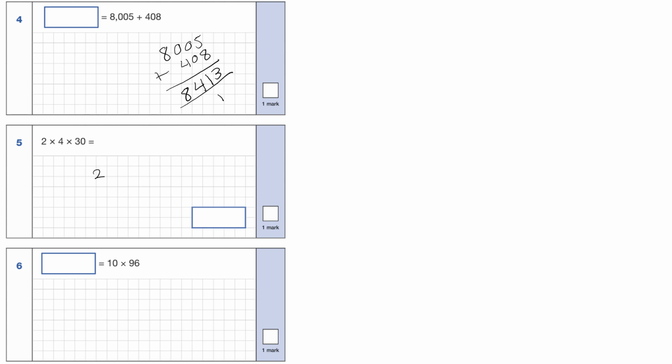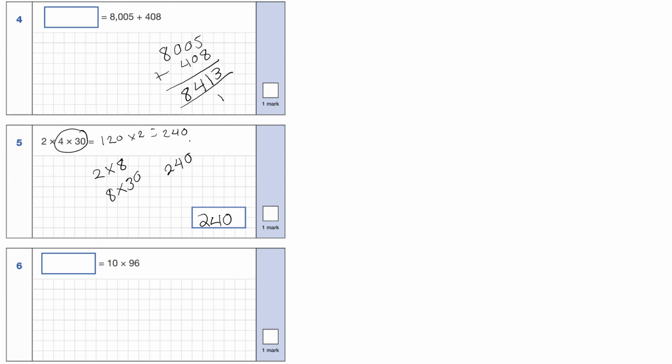so we've got 2 times 4, which is 8, and then 8 times 30. 8 times 3 is 24, so it's 240. Doesn't matter what order you do that. 4 times 30 is also 120. Multiplied by 2, 240.